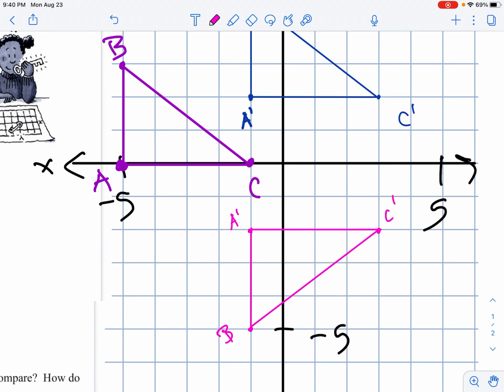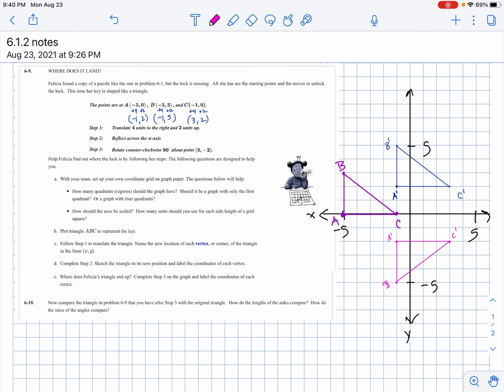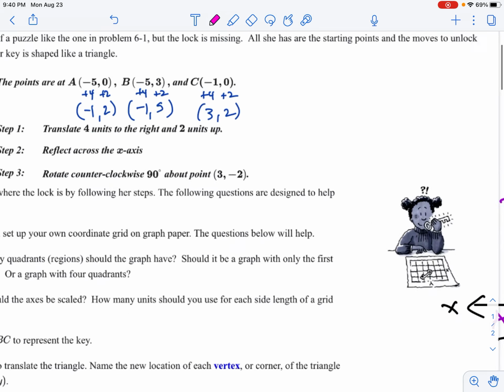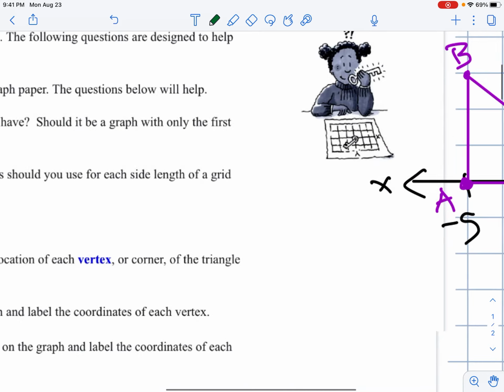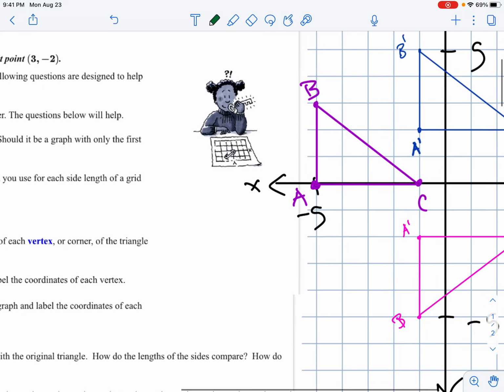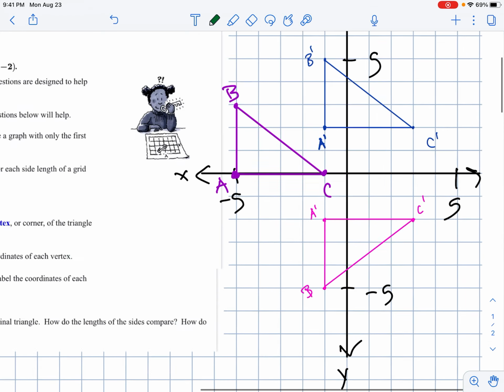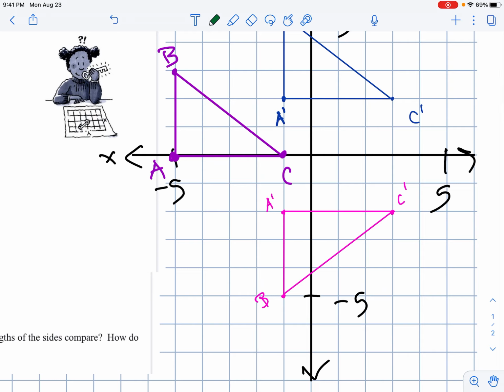There and there. Good. Okay, so next, we're going to rotate this triangle counterclockwise 90 degrees about (3, -2). So how are we going to do that? Let's go to green. Where is (3, -2)? Well, (3, -2) happens to be right there. That's where C prime is.